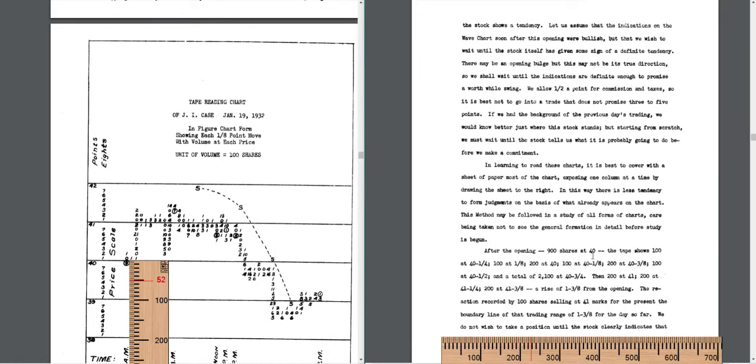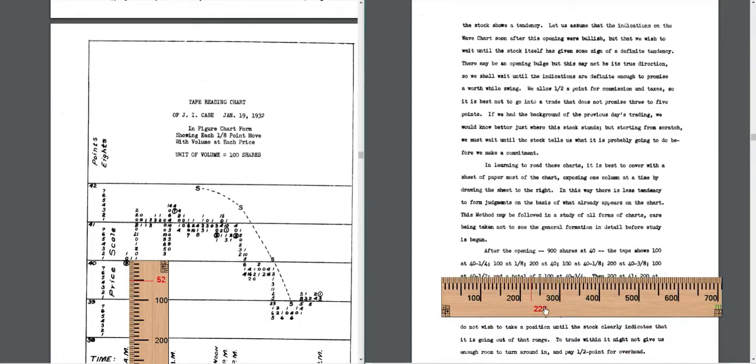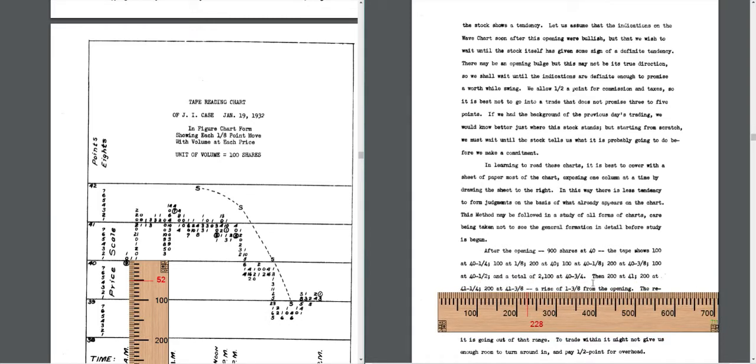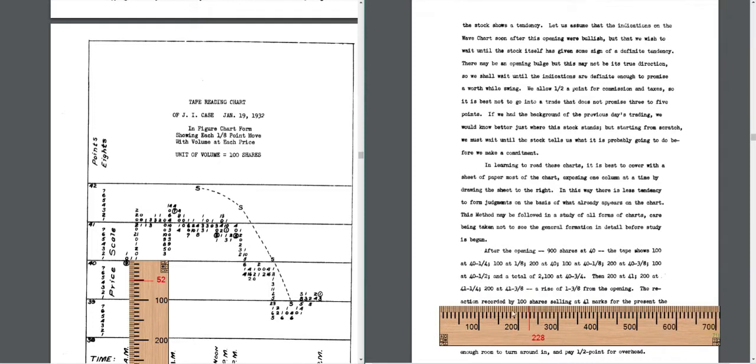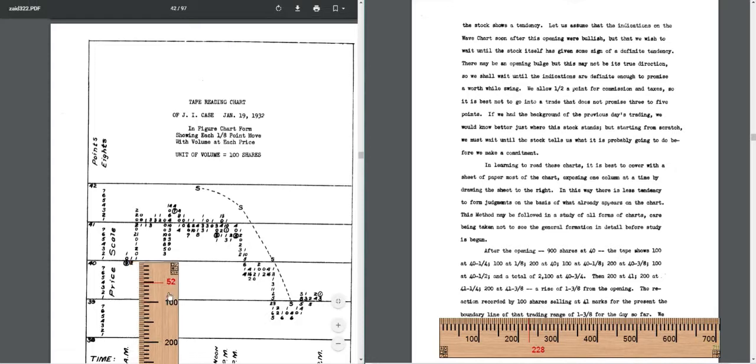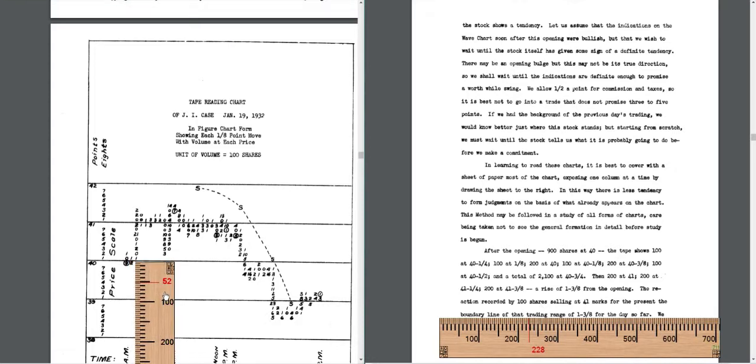So 900 shares at 40. The tape shows 100 at 40 and a quarter, 100 at 40 and an eighth, 200 at... Alright, we're going to go through the same activity again here. The reaction recorded by 100 shares selling at 41 marks for the present the boundary line of the trading range. Alright, so 41 at 100. 100 at 41. Right there.